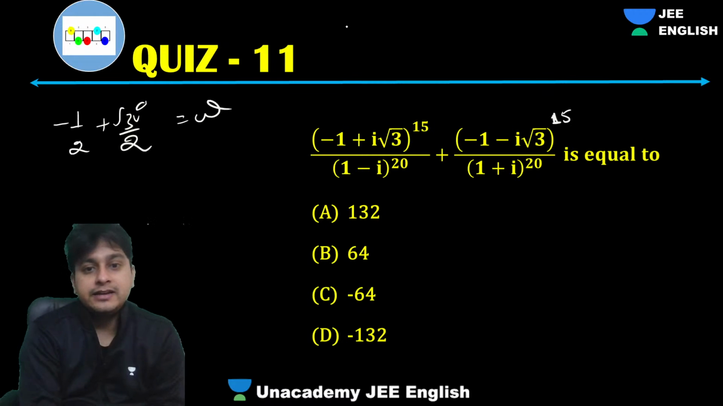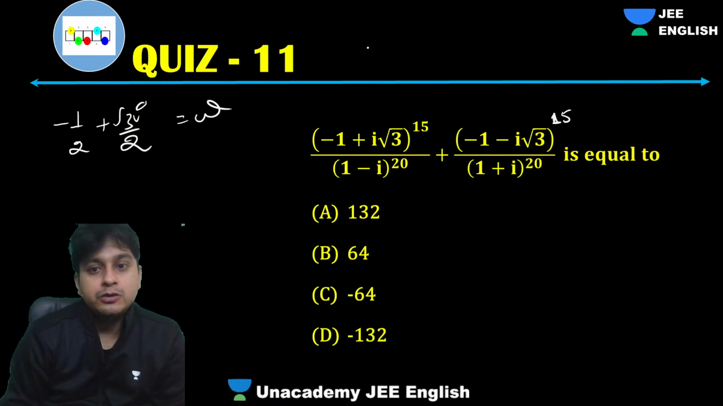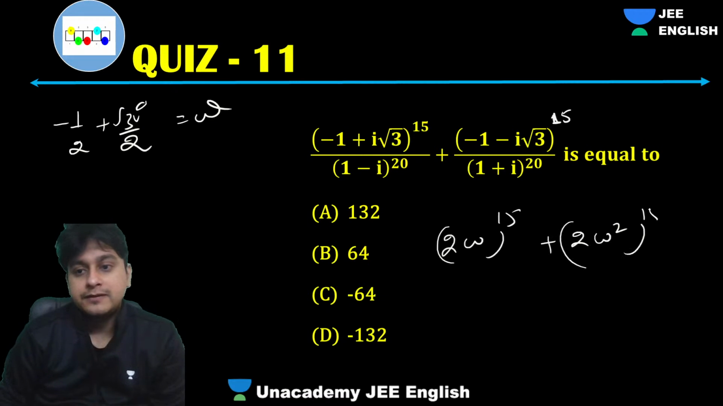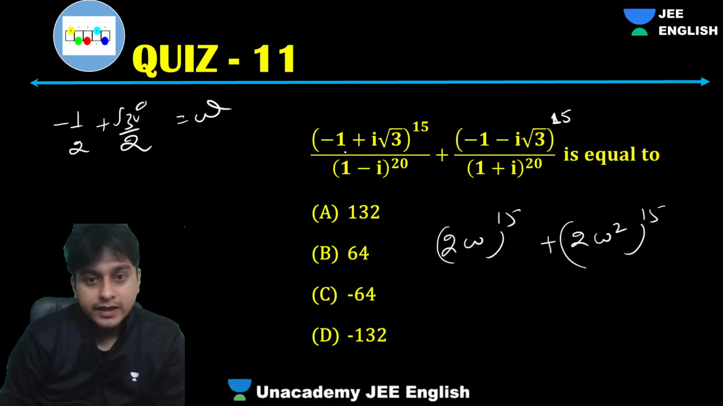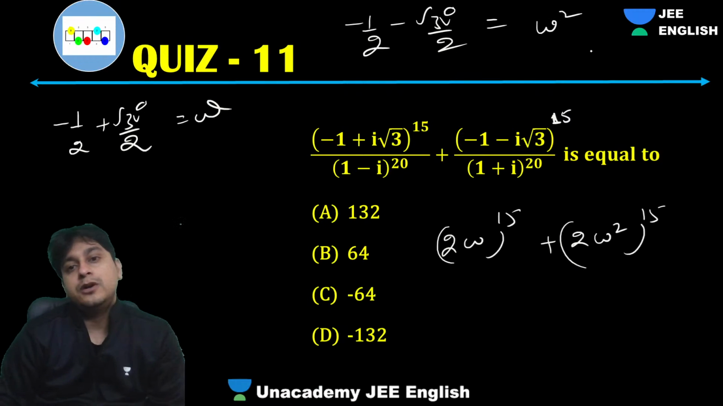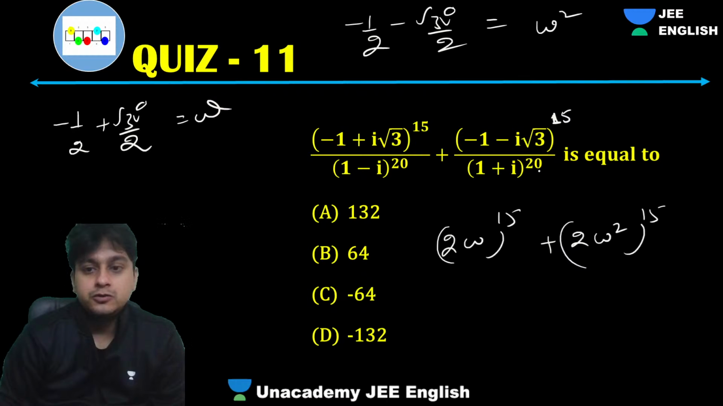Can I say, if you multiply here, you will be getting what? Can I say this is nothing but 2 omega, 2 times of omega, that is (2 omega) power 15, and this is what? 2 omega square, power 15. Everyone, are you getting it? And because minus 1 by 2 minus root 3 iota by 2 is what? Omega square. So we got minus 2 omega square.